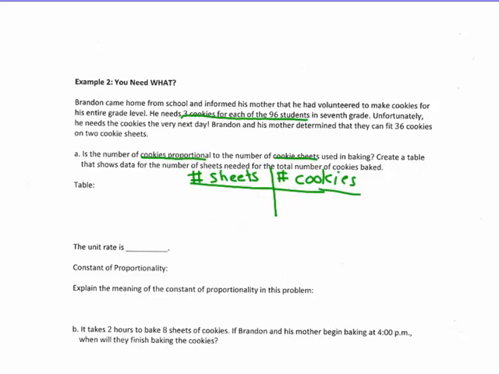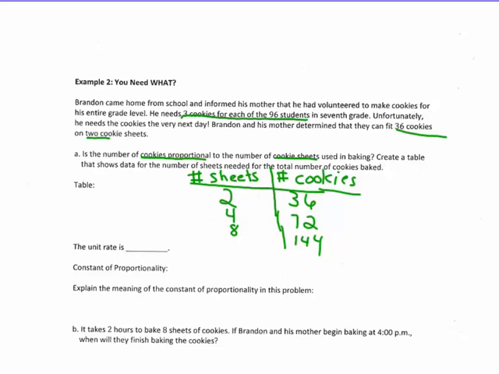And we know they told us up here that I can fit 36 cookies on 2 cookie sheets. So 2 sheets gives me 36 cookies. So 4 sheets would give me 72. 8 sheets would give me 144. So what I'm looking for, right, we did this before, is it proportional?